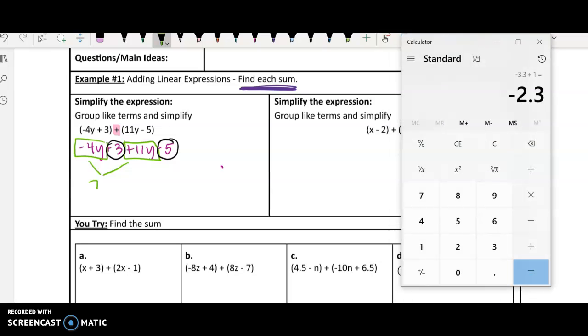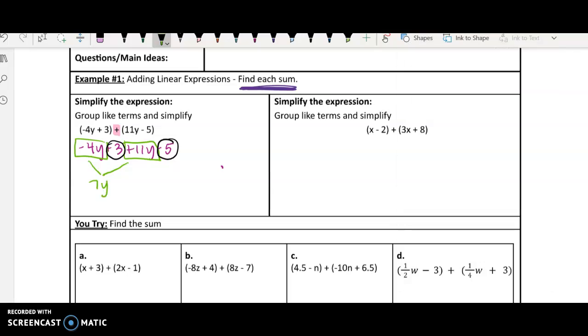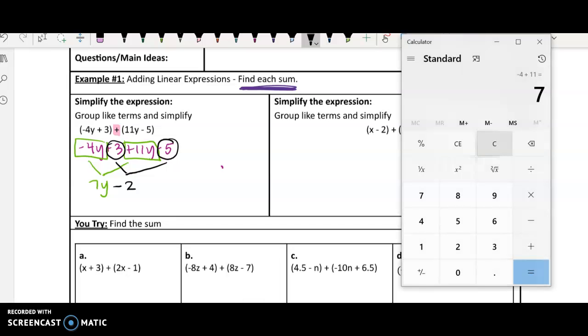Remember, you can check on your calculator too. -4 plus 11 does give me 7. And then we just keep our y attached to it. And then 3 minus 5. So negative team has 5, positive team has 3, negative team is winning by 2. And remember, we can check that. 3 minus 5 is -2.